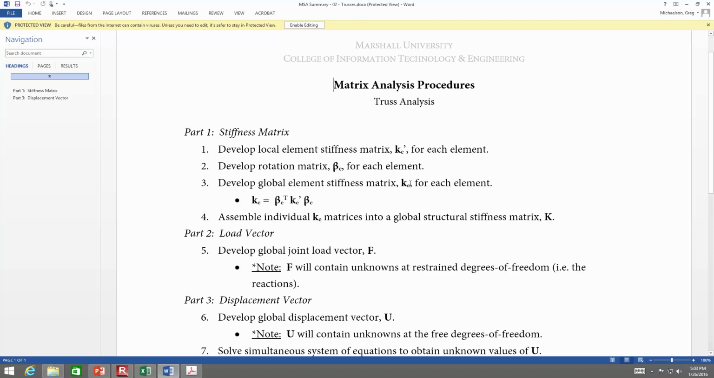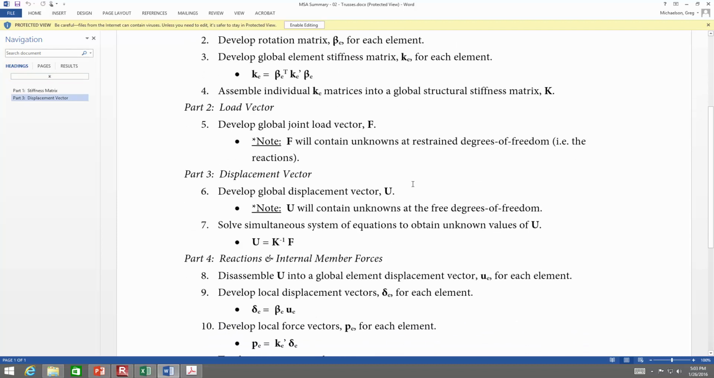So we say, all right, let's develop local element stiffness matrices for each element. We will then develop a rotation matrix for each element. We take that local stiffness matrix, we convert it into global, and then we assemble. Now, with bars, we didn't have to deal with the beta matrix or going from local to global, but the process in large was the same. Develop a stiffness matrix for each element, assemble it into a stiffness matrix for the whole thing, right? Then we say, all right, we're going to develop a load vector for the whole thing, right? Apply our boundary conditions, and then once we get our boundary conditions, we solve for a global displacement vector.